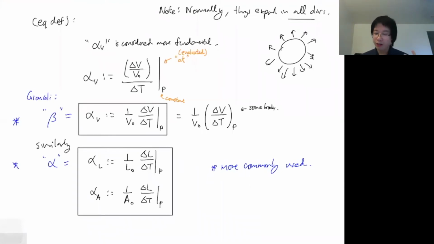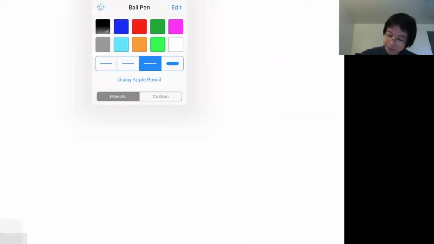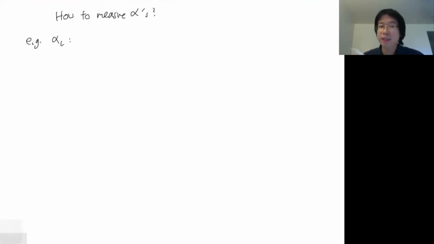Okay, all right. So now that we know what it is, the next question is how do we use it, right? And the final question is why do we care? So how do we use it? Or actually, how do we even measure this in the first place? How do we measure these alphas? Well, let's start with the length one. We want to measure the length of a certain material. So it depends on the material.